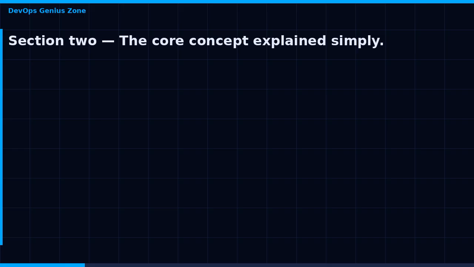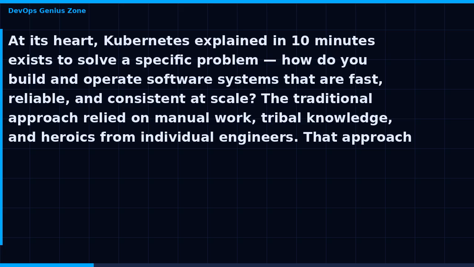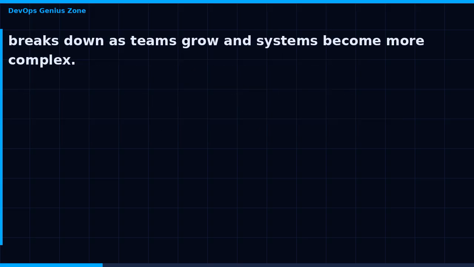Section 2: The core concept explained simply. At its heart, Kubernetes exists to solve a specific problem: how do you build and operate software systems that are fast, reliable, and consistent at scale? The traditional approach relied on manual work, tribal knowledge, and heroics from individual engineers. That approach breaks down as teams grow and systems become more complex.